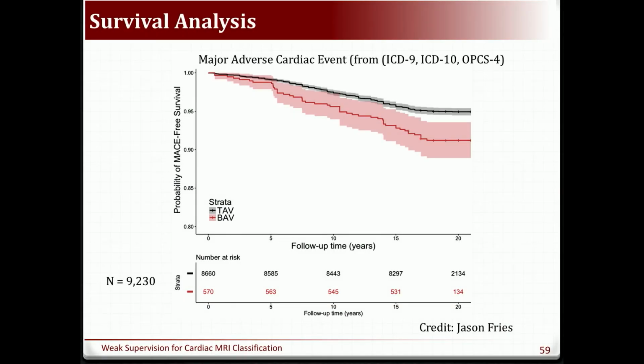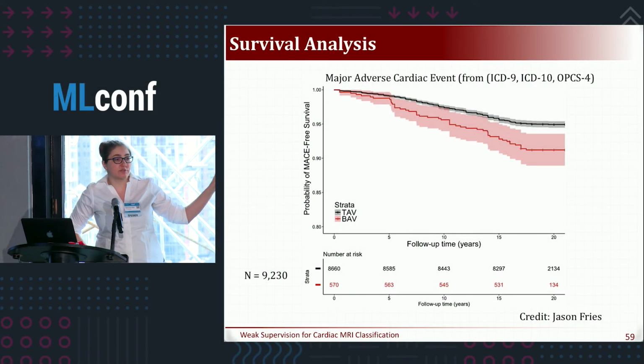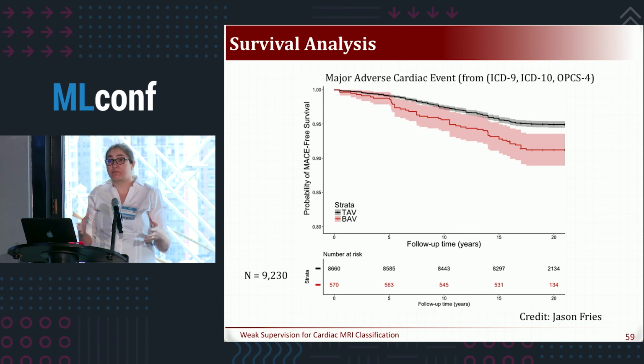We applied our labels to about 9,000 patients from the UK Biobank, and we noticed that for the ones that we identified as having suffered from bicuspid aortic valves, the incidence of major cardiac events was much higher. So we did, in fact, manage to identify a segment of the population that was previously unlabeled with the risk of adverse cardiac events.